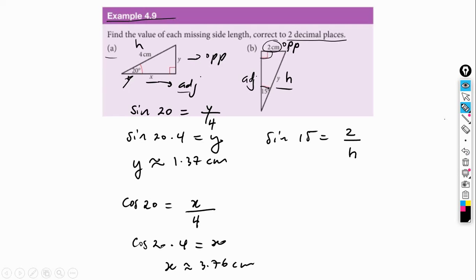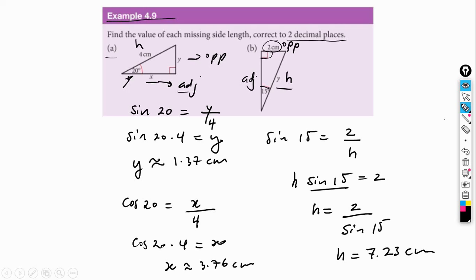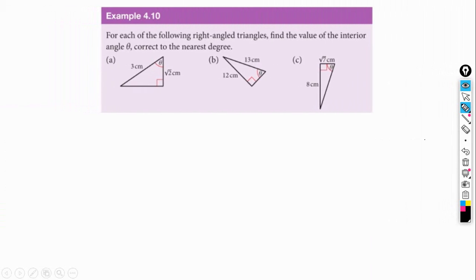This is a little trickier to solve because we have the h dividing, but first send it to multiply, and you're going to get that h times sine of 15 is equal to 2, and then send this to divide. So h is equal to 2 divided by sine of 15. And we plug that into the calculator, and we're going to get that it is 7.23 centimeters.